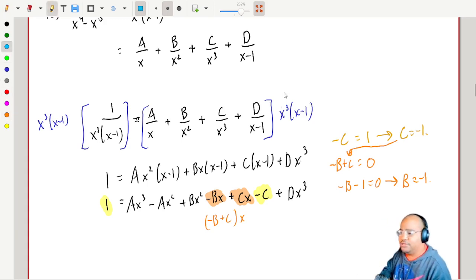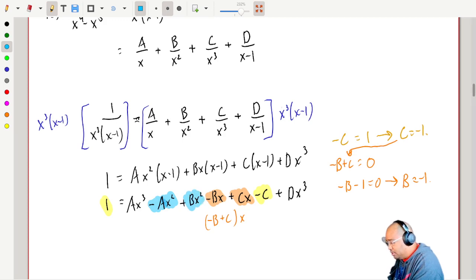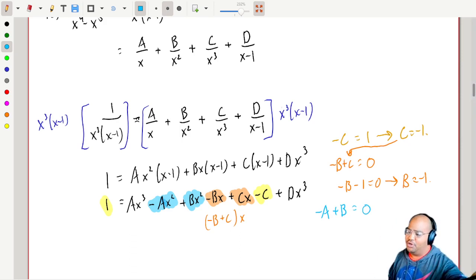Let's look at the x squared terms. Now again, I have no x squared terms on the left, but on the right, I have negative a x squared, and then plus b x squared. So again, just extract the coefficients here, and what do I get? If I extract the coefficients, I get negative a plus b. That should also be equal to 0, because there are no x squared terms on the left.